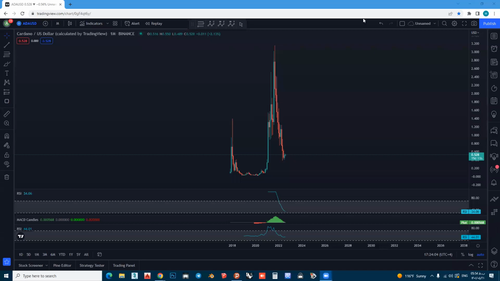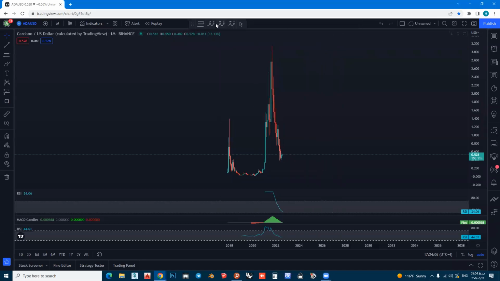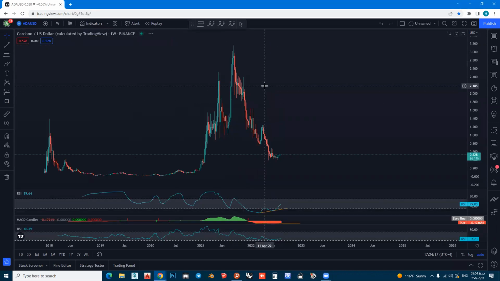ADA, we start with the monthly chart. As we can see, after we get this drop, we are still within this downtrend. And we don't see a really good reversal if we compare to the other charts. By the way, we have nothing to discuss based on the monthly chart.